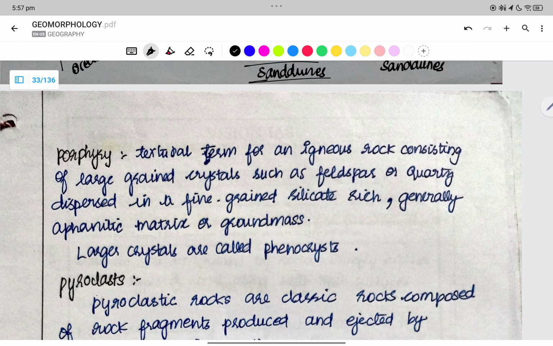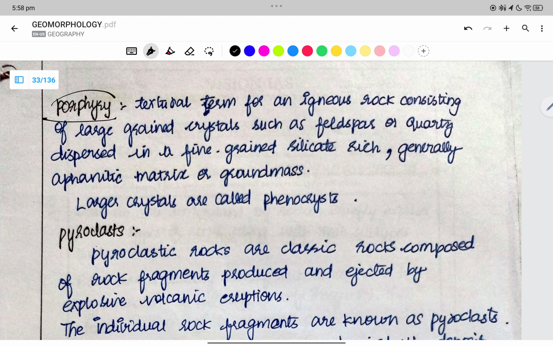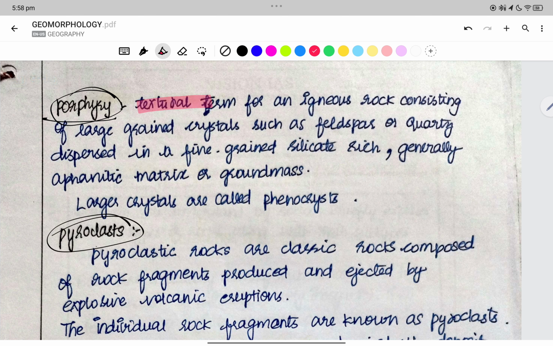Now, what are porphyry and pyroclast? Porphyry is a textural term for igneous rocks consisting of large crystals such as feldspar or quartz dispersed in a fine grained silicate rich, generally aphanitic matrix or groundmass. The larger crystals are called phenocrysts.